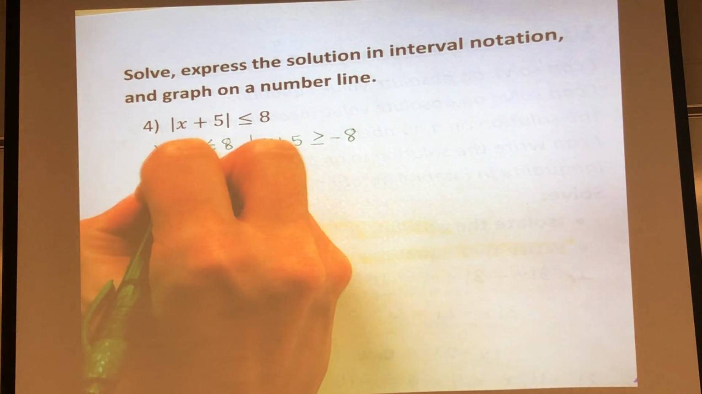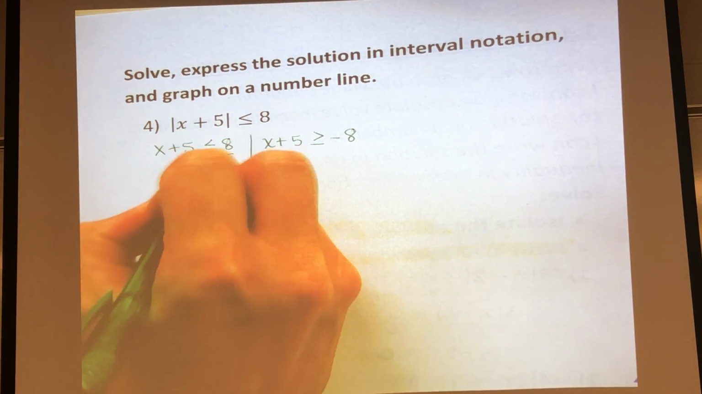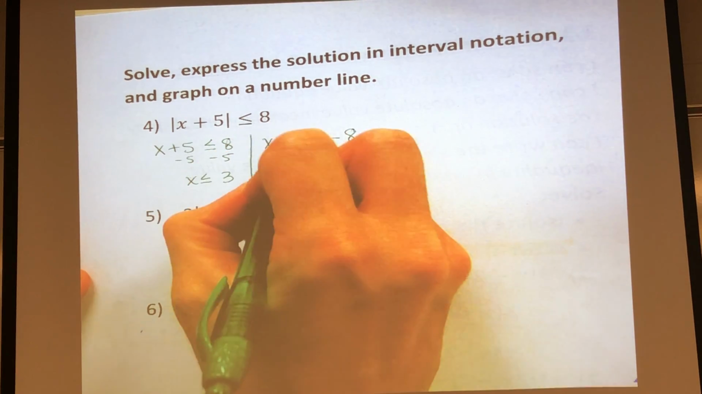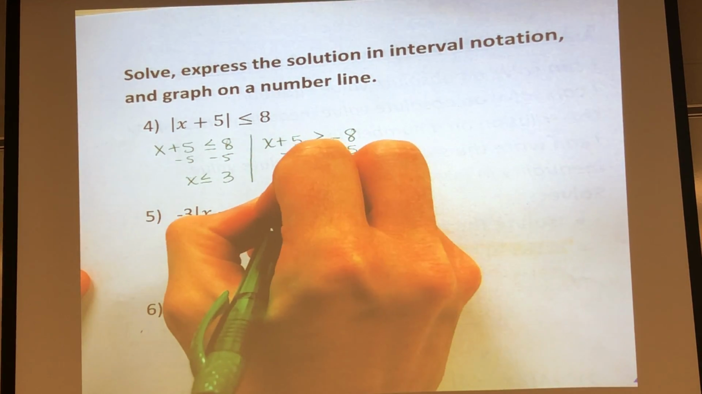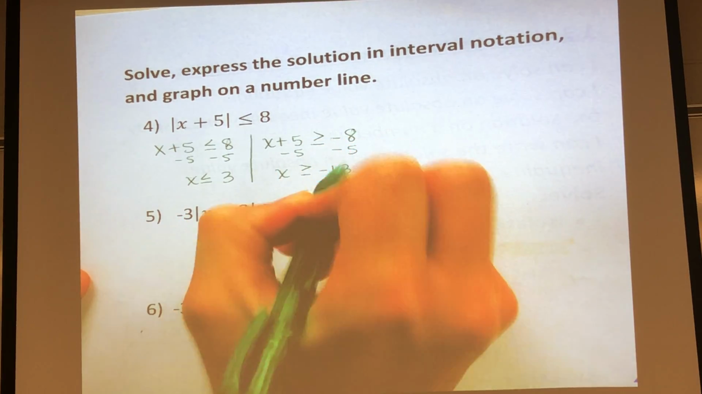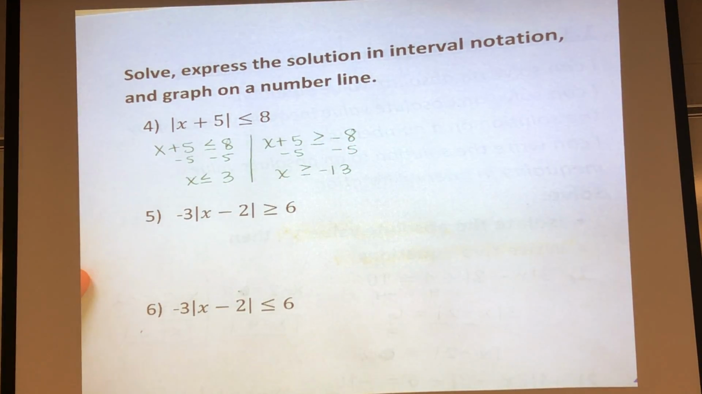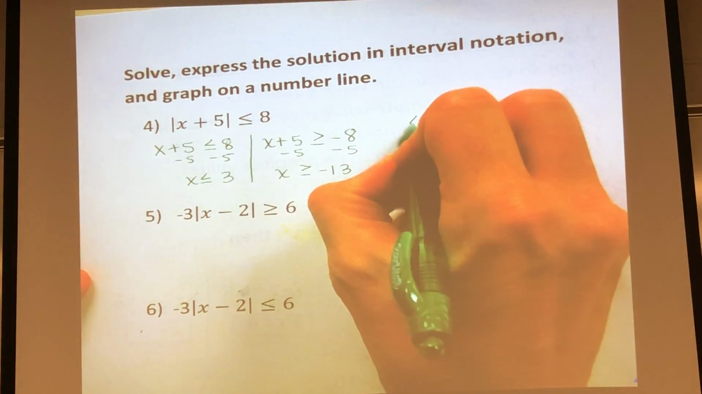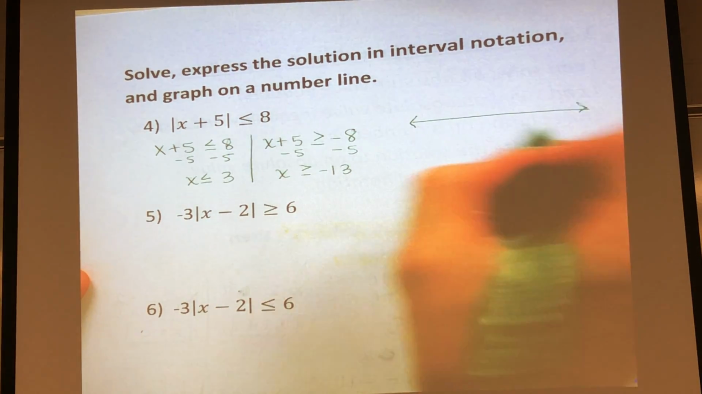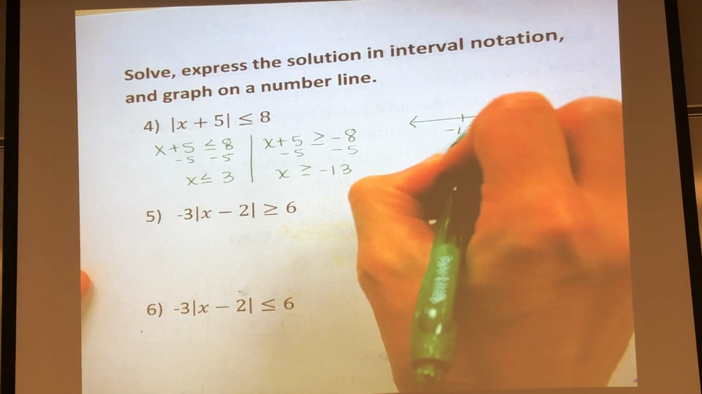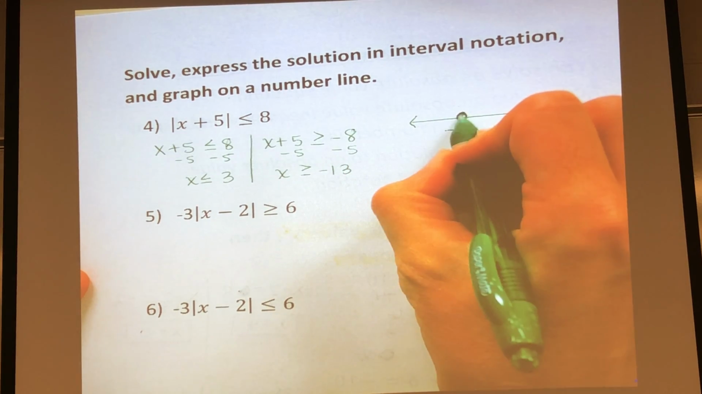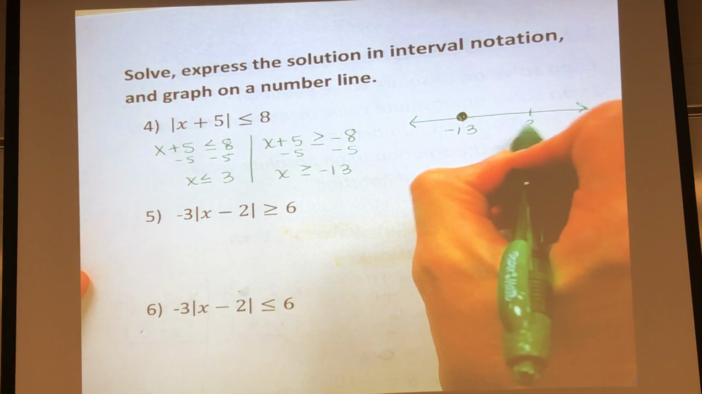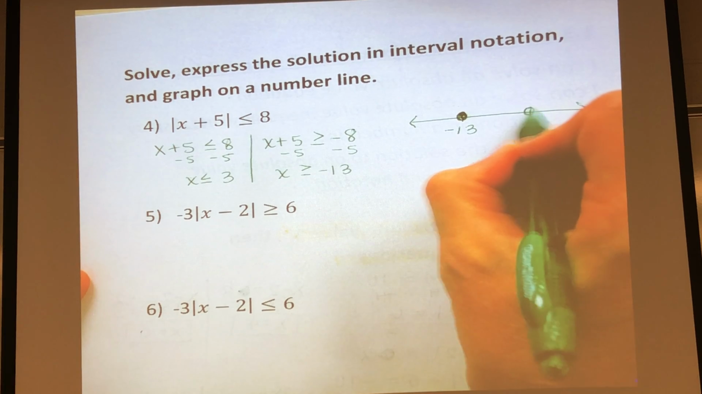So we're going to subtract 5. X is less than or equal to 3. Subtract 5. X is greater than or equal to negative 13. Okay, so those are the two inequalities. We're going to take those and put them on a number line. Remember, our smallest one always needs to go on the left. It has an equal to sign, so that means we have a closed circle. And then, so does the 3, it has an equal to sign, closed circle.